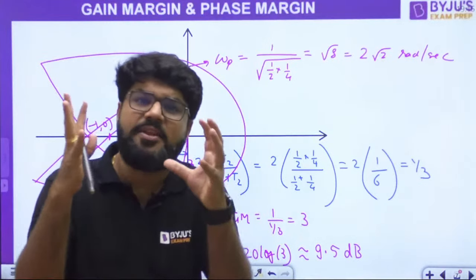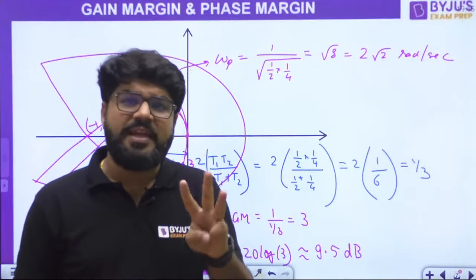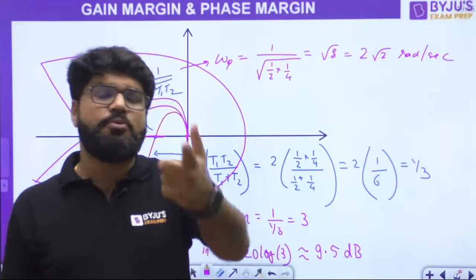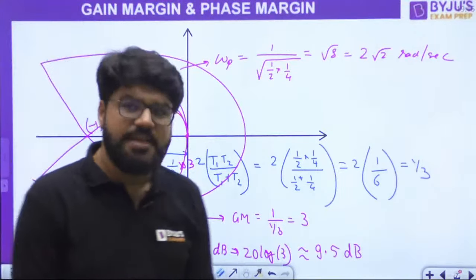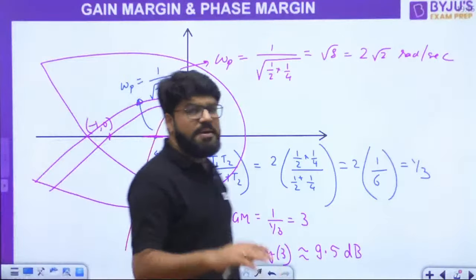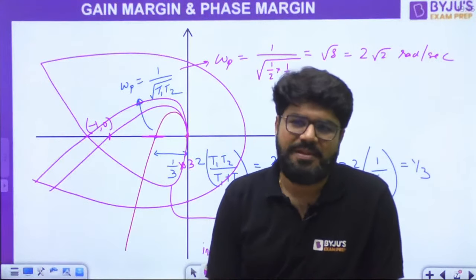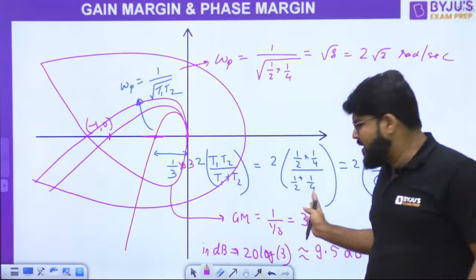So what is the margin in your hand? How much margin is available? You can amplify the gain of the system maximum by 3 times, not more than that. If you increase more than that, the system becomes unstable. That is the simple concept of gain margin: the margin by which the gain of a system can be amplified before it becomes unstable. When I say gain margin is 3, you can increase the gain up to 3. 3 is the worst case.